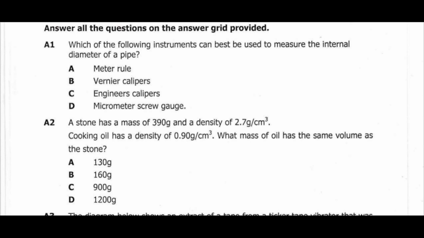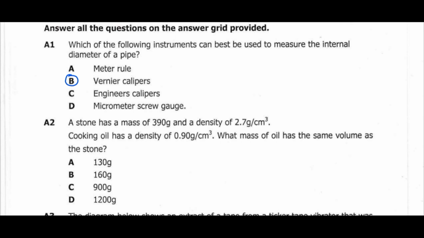Now let's look at question 1 from section A. Which of the following instruments can best be used to measure the internal diameter of a pipe? If we are looking at the internal diameter of a pipe, it can be measured by a vernier caliper. So vernier calipers has the ability to measure the internal diameter of a pipe.